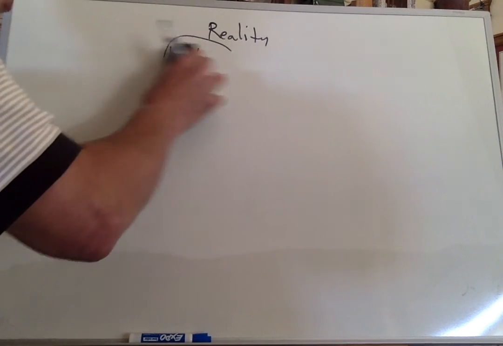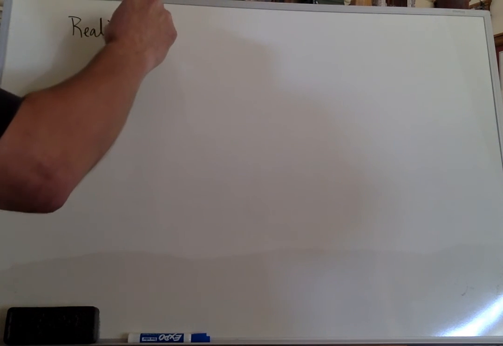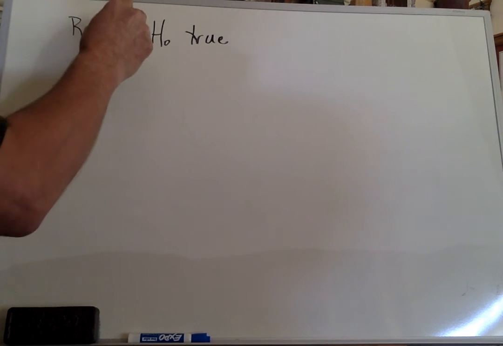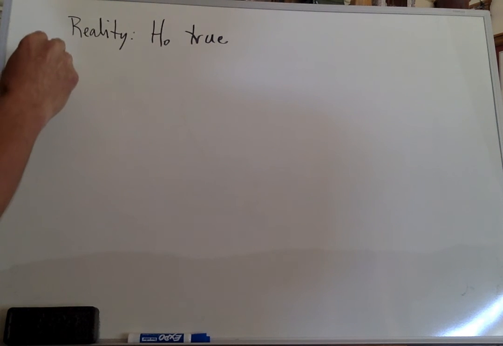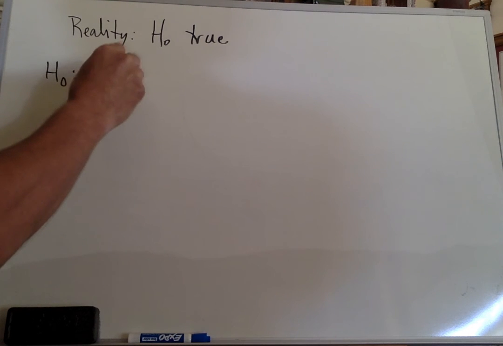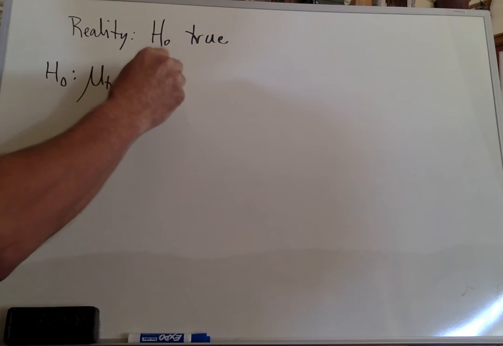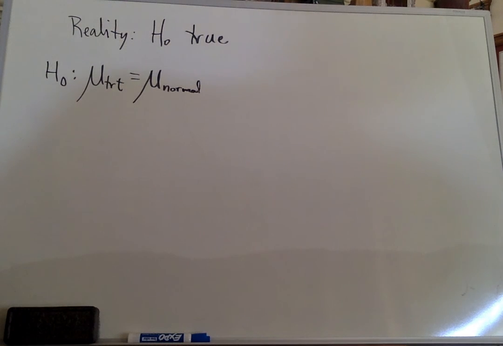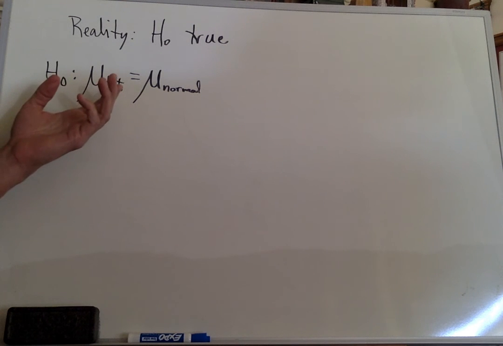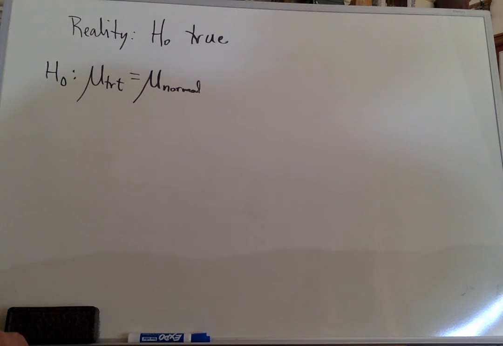Then I'll try to do a mini version of it, okay? So if the reality is that the null hypothesis is true, and let's remind ourselves about the null hypothesis. That's saying that our treatment group is equal to what I see normally, okay? So that's a symbolic representation. We've been writing this for our hypothesis testing all along. The reality is the null is true.